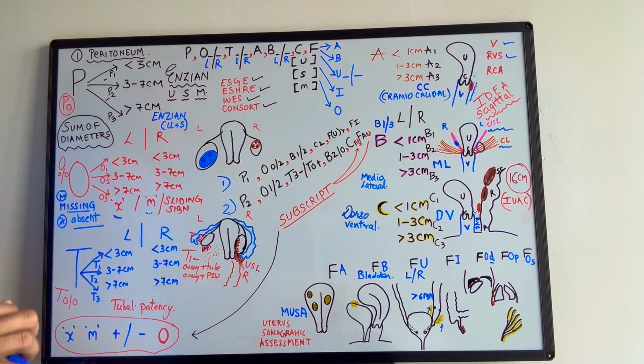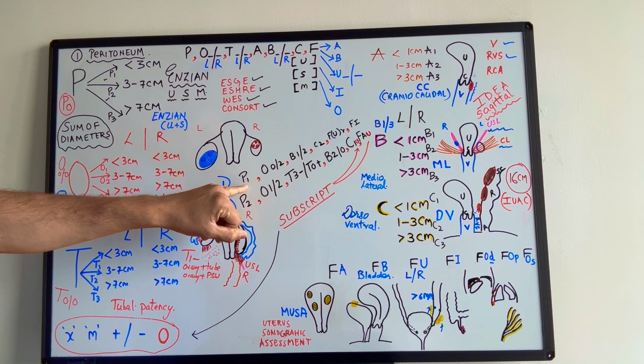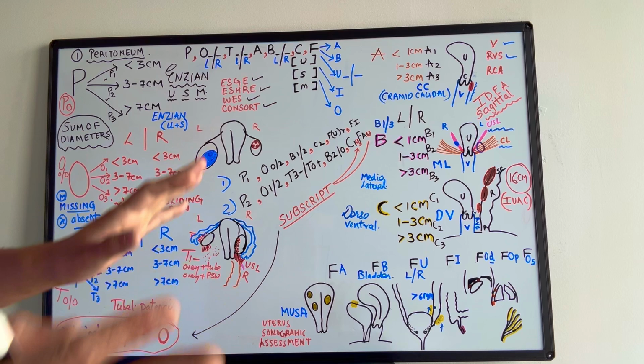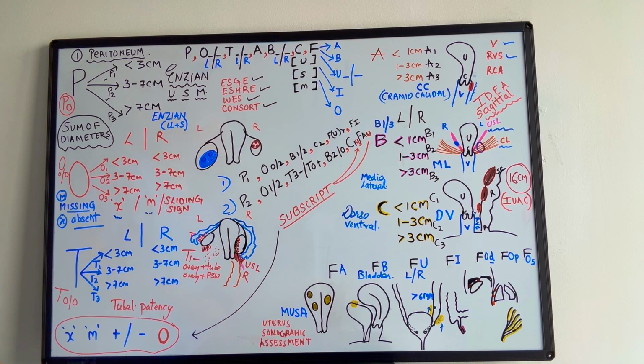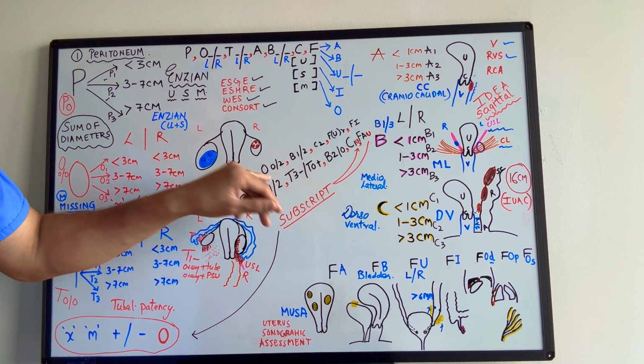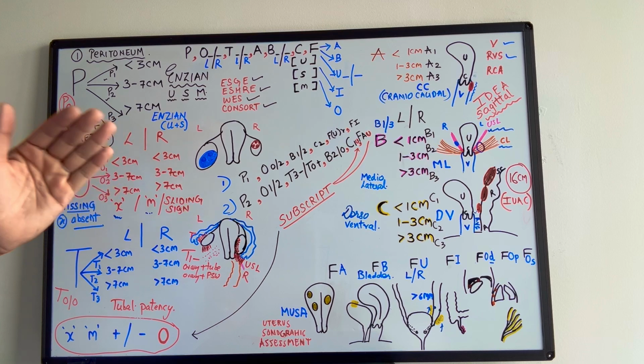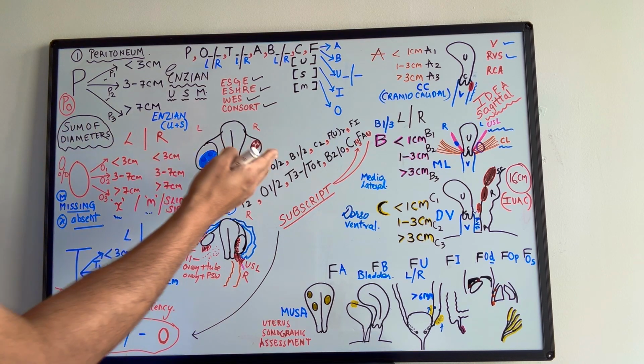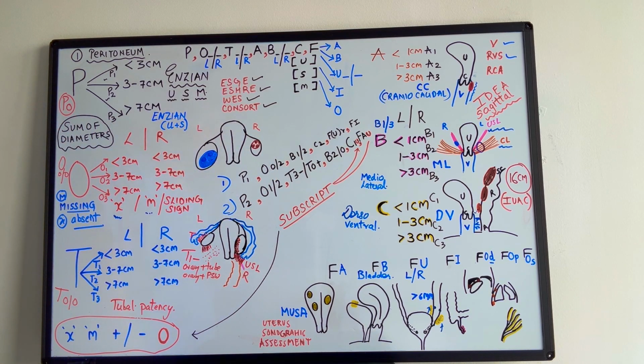So P1, that means patient had a laparoscopy and the lesion is less than 3 centimeters. Doesn't matter whether it's on the left side, right side, bladder area, pelvic brim, or it's in the upper abdominal cavity. Then we go to ovary. On the left side, there is no ovarian lesion. On the right side, we have found an endometrioma which is measuring around 5 centimeters.